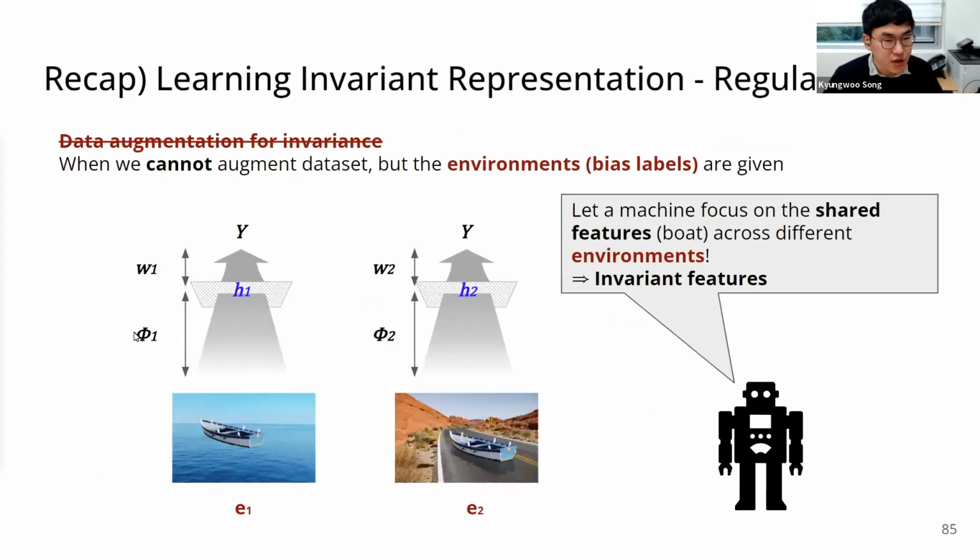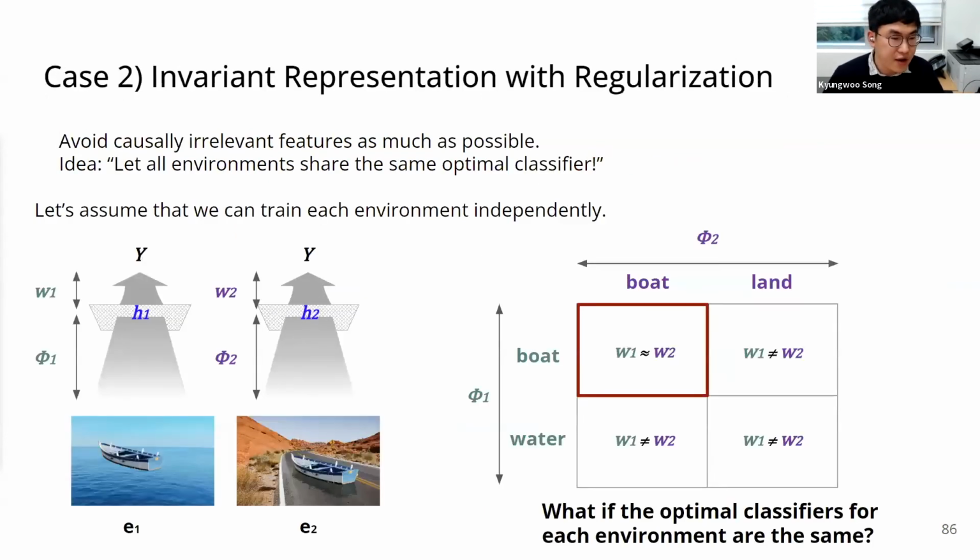From now on, we will see case 2, when the suitable data augmentation is not trivial. Given the boat on the water dataset, augmenting it to the car on the water dataset is difficult. We need different approaches instead of data augmentation. To get a high-level idea, let's assume that we can train each environment independently. The first environment is boat on the water, and the second environment is boat on the road.